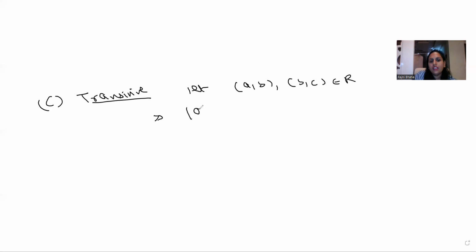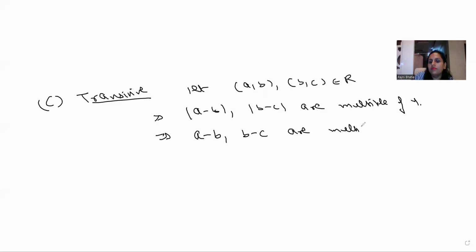Now we look at the transitive part of this relation. For transitive, we are going to write, let (a, b) and (b, c) belong to R. This implies modulus of a minus b and modulus of b minus c both are multiples of 4. अब जस्ट नाउ आई टोल्ड यू, अगर मॉड्यूलस मल्टीपल ऑफ 4 होते हैं तो मॉड्यूलस के अंदर जो नंबर्स हैं वो भी मल्टीपल ऑफ 4 होंगे. This implies a minus b and b minus c are multiples of 4.